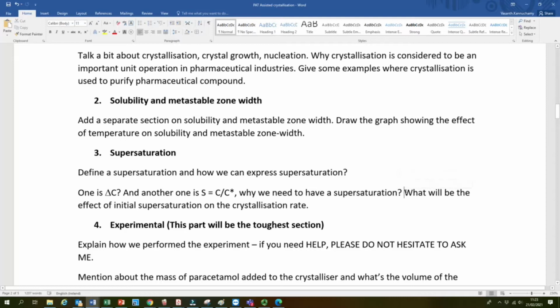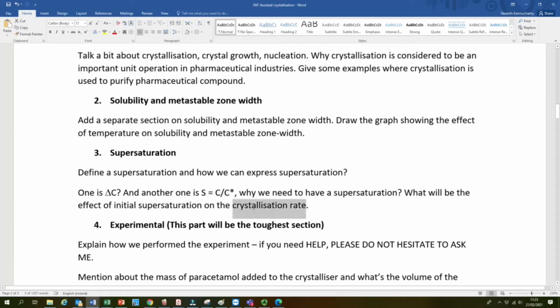And this is one question for you. You have to answer it. Just imagine you start an experiment with a supersaturation ratio of 1.2, and then you do another experiment with an initial supersaturation of, say, 1.4. So what will be the effect of initial supersaturation on the crystallization rate?